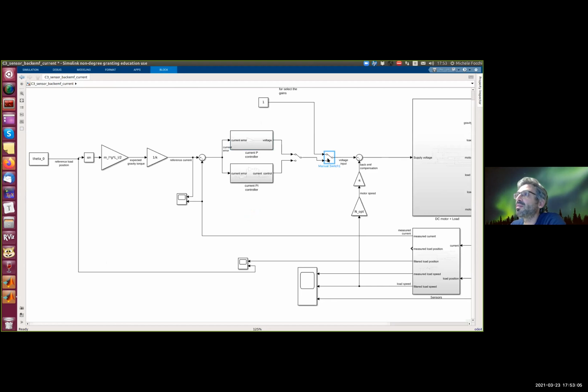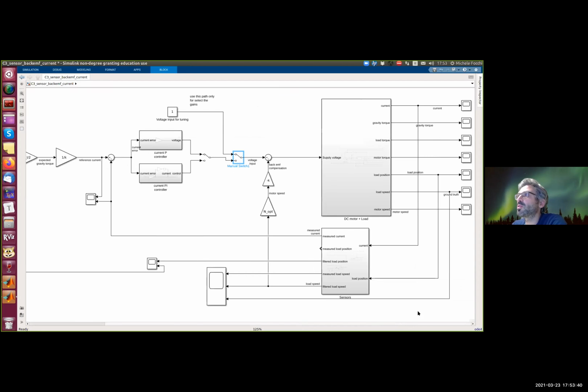And you should apply an open loop input. In this case, we have a voltage input for tuning. We cut the loop here. We have this switch. If we do like this, we get the input from here. If we do like this, we get the input from the controller. So for now, forget about the controller and just activate the input from this constant. So we give a step input, 1 volt, to the system.